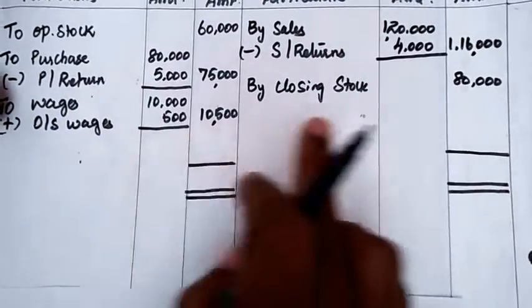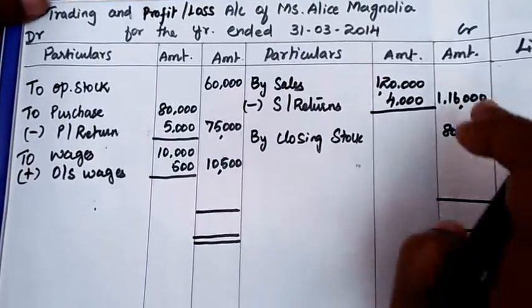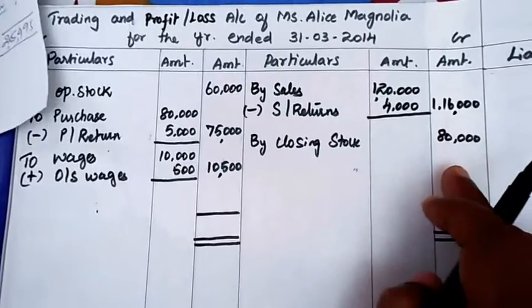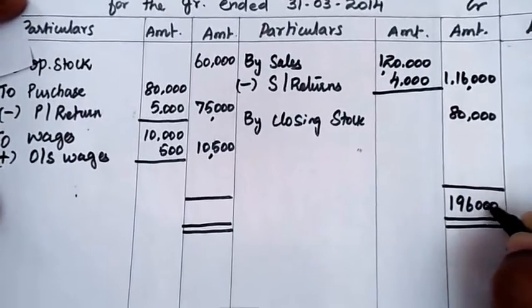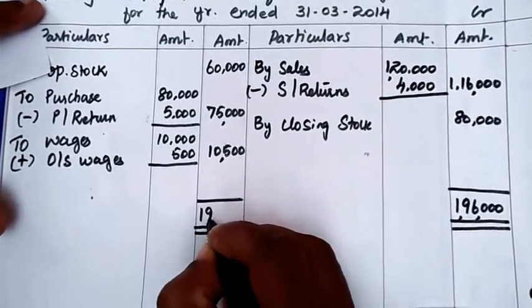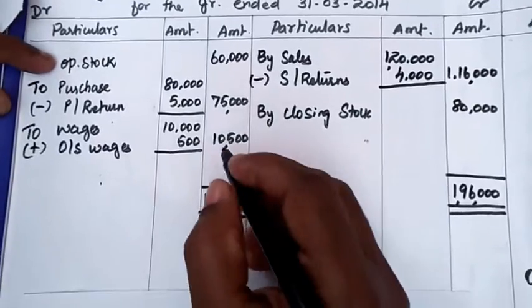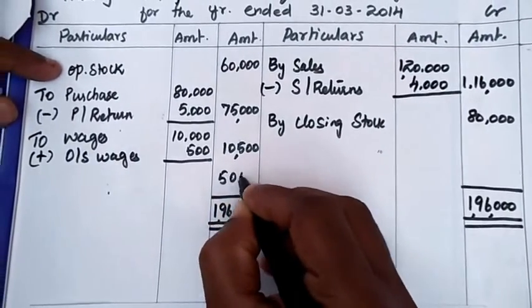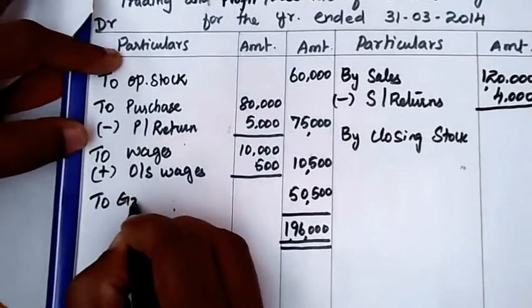Check which side is highest value. According to this problem, we have got highest value in credit side. How much? 1,16,000 plus 80,000, 1,96,000. Put the same amount debit side also. So you will get balancing figure under debit side of trading account. How much? 50,500. This is called as gross profit.